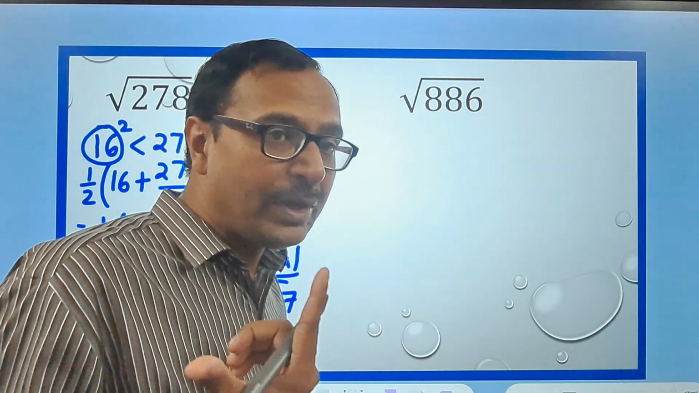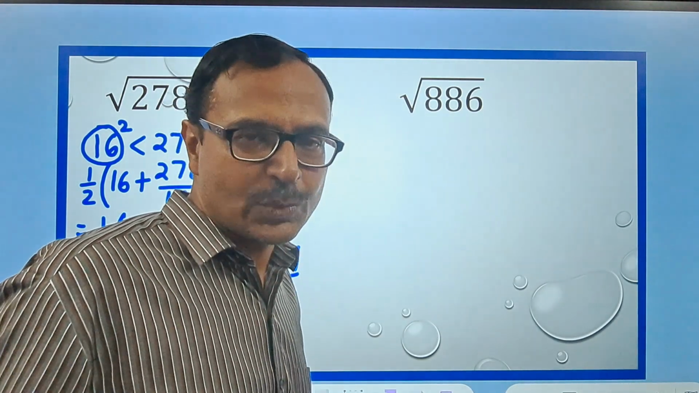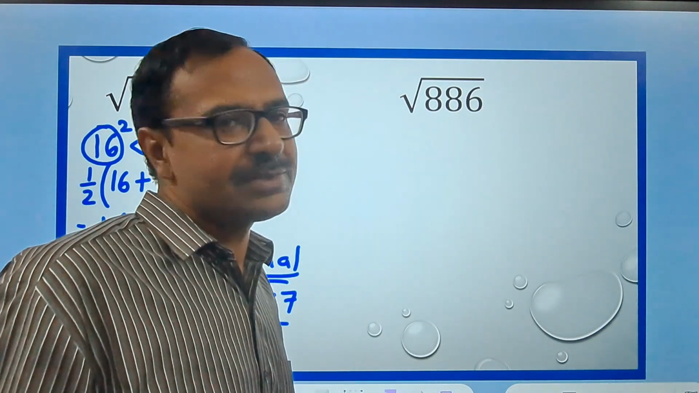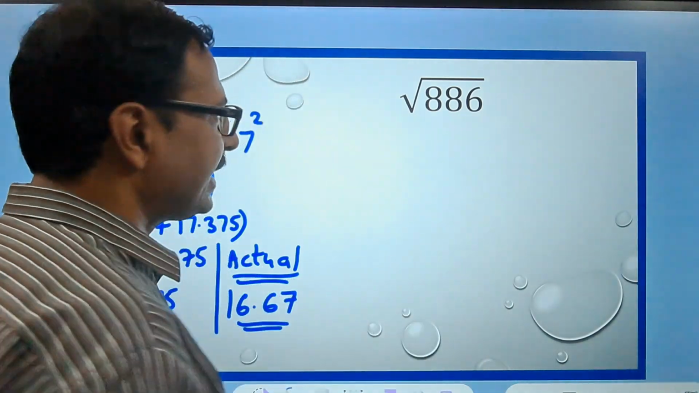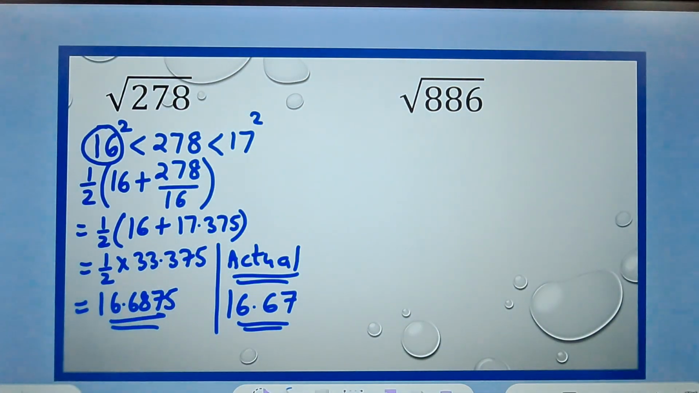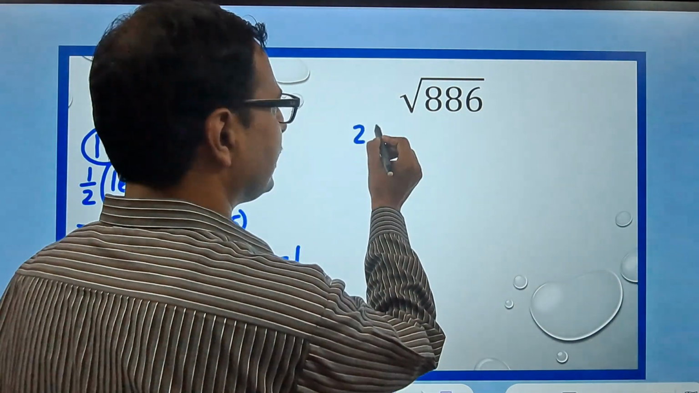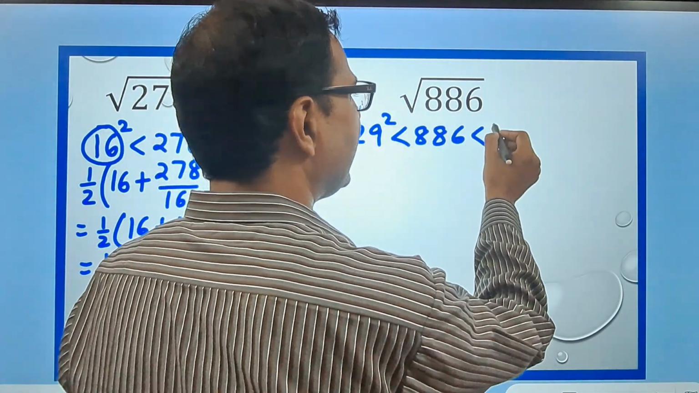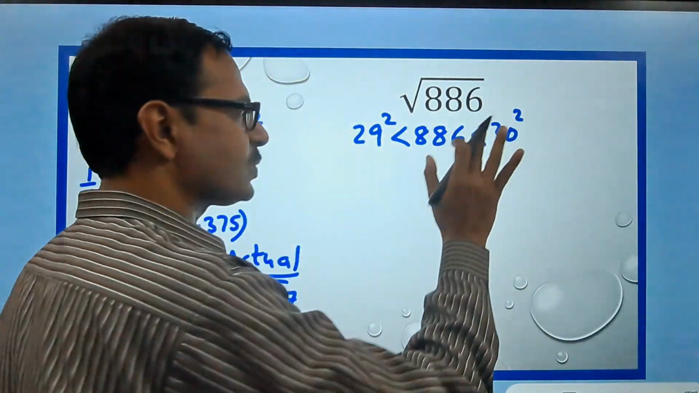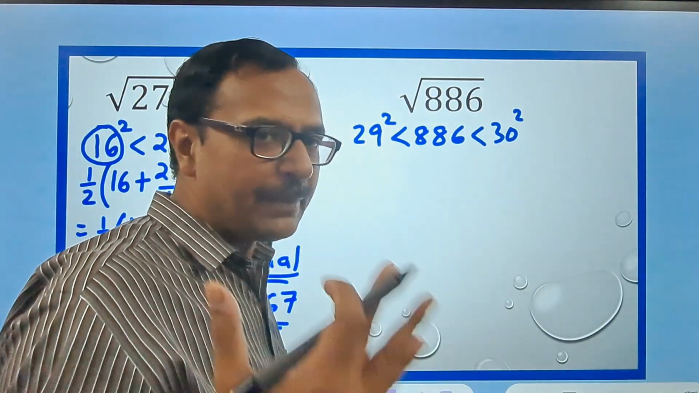When you are at school level, they only look for approximate square roots, right? And in multiple choice questions, it's a boon for cracking them. Let's see 886 now. As you know, 29 square is 841, and 886 lies between 29 square and 30 square. So my answer is going to be 29 point something.